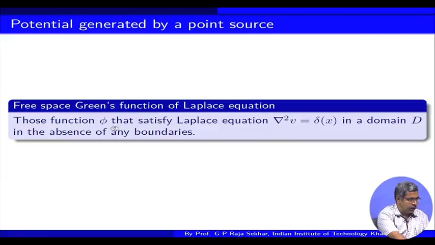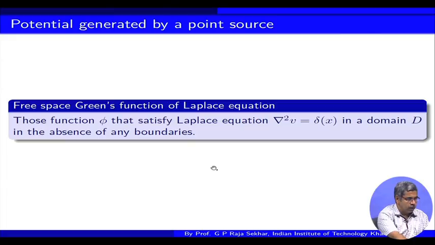So, that is what I indicated for Laplacian. If you consider Laplacian, if you take del square v equal to delta of x in a domain D in the absence of any boundaries, whatever solution we obtain, that is called Green's function, free space Green's function. Okay. So, now the question is how do we get this?